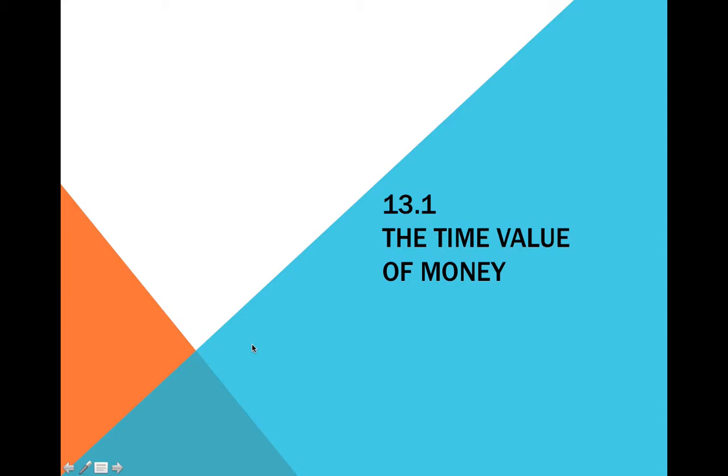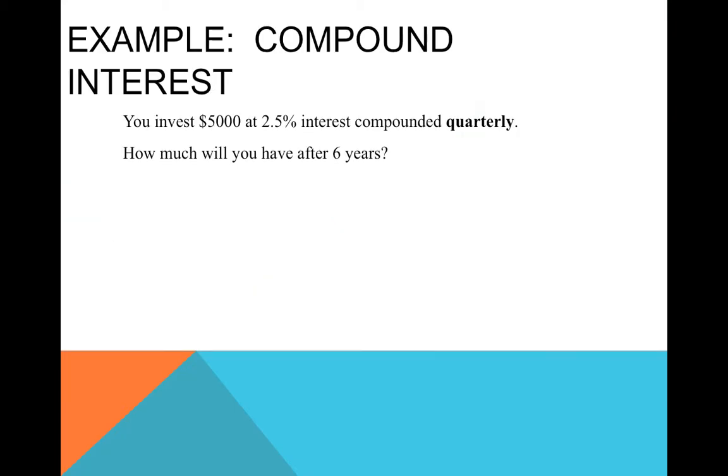13.1 is the time value of money. I'm going to be working through some problems using the formulas that we already discussed. The first problem asks us, if I invest $5,000 at 2.5% interest compounded quarterly, how much money will I have after 6 years? I know from the words compounded quarterly, I'm going to be using the compound interest formula.